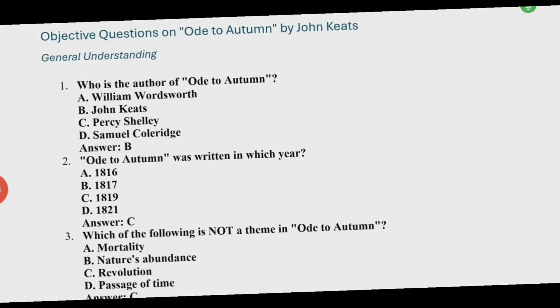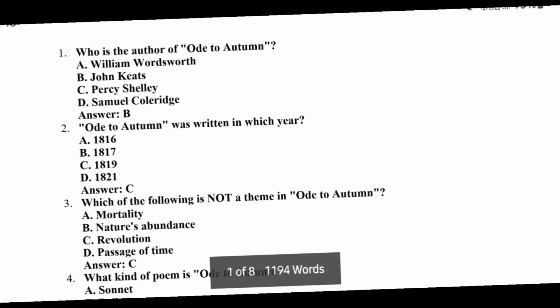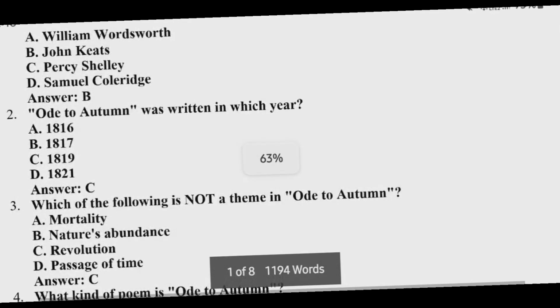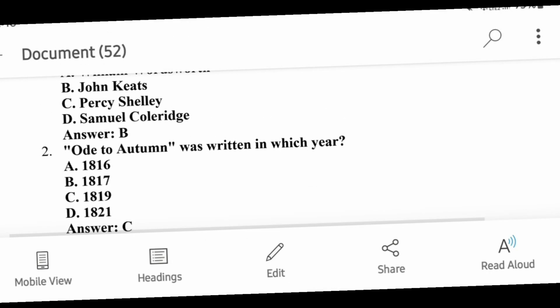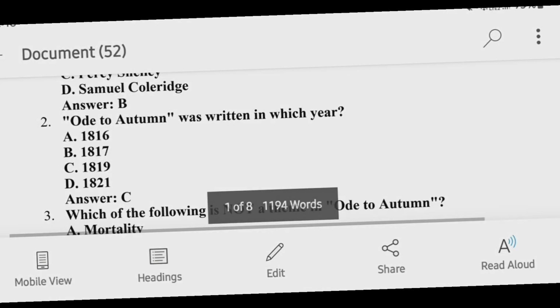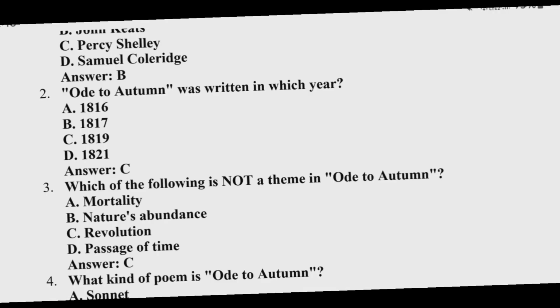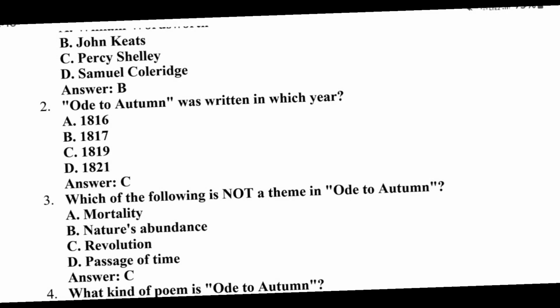Type questions from the poem Ode to Autumn by John Keats. So, some questions about understanding. Who is the author of the Ode to Autumn? It's John Keats. Second, Ode to Autumn was written in which year? It was written in 1819.